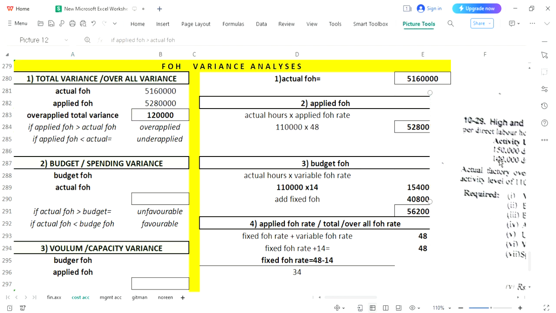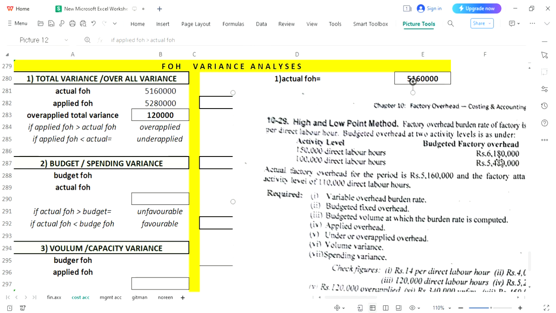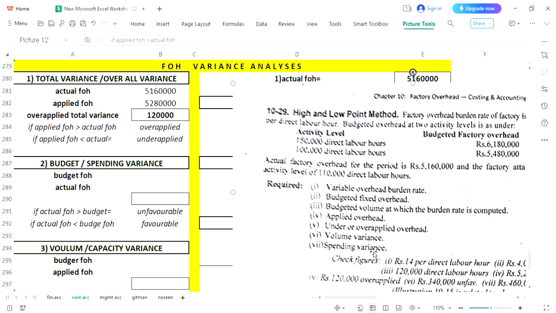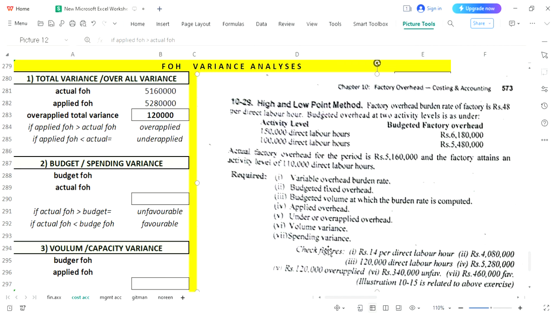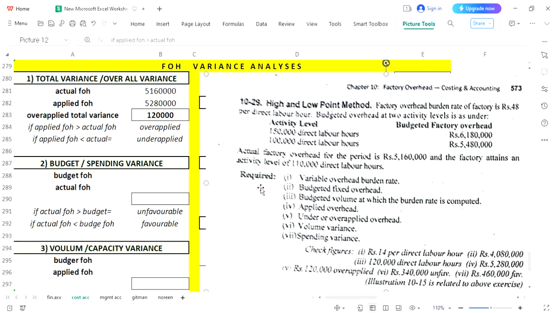Let's see which requirement number it was. Fifth number, under or over applied. And for the fifth number, this is your answer, 1,20,000 over applied. And our answer you can check, 1,20,000, and it is over applied. So the first problem has been sorted out.